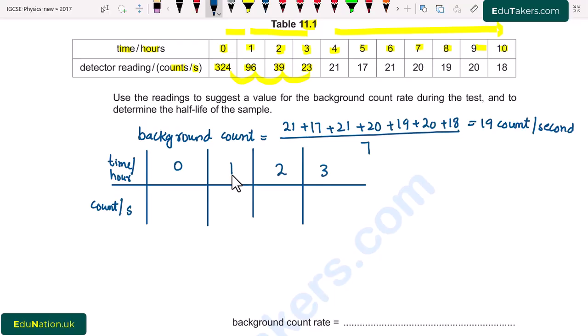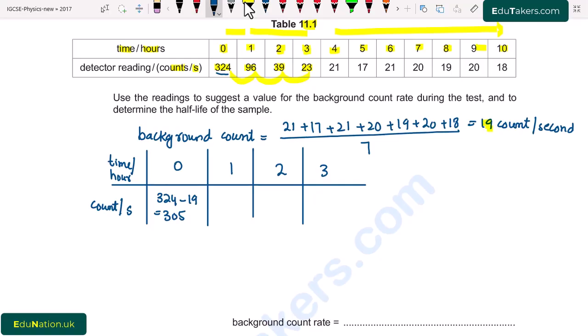No. The counts per second at 0 is 324. I have to subtract this reading, that is 19. That is the background count. So it will become 324 minus 19, which is equal to 305.